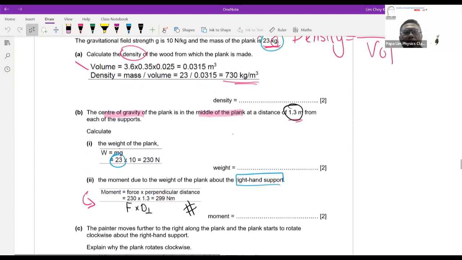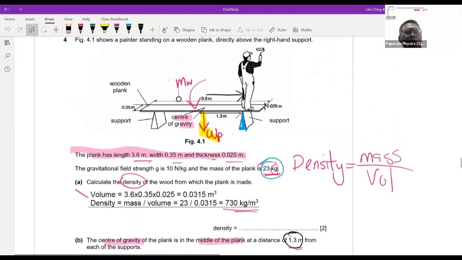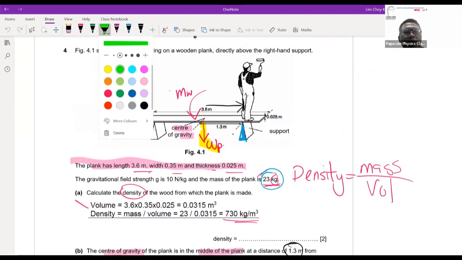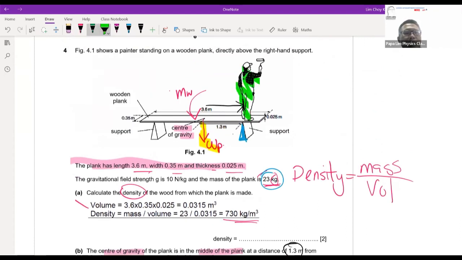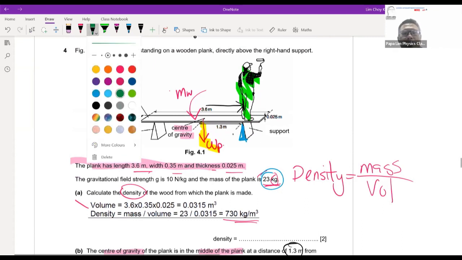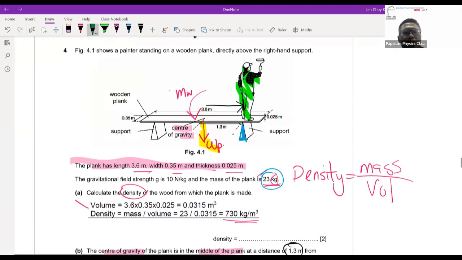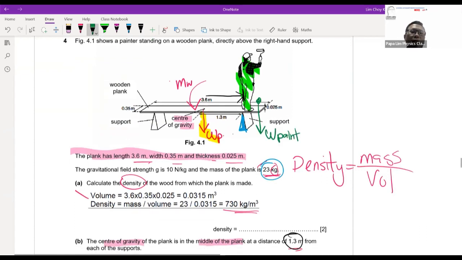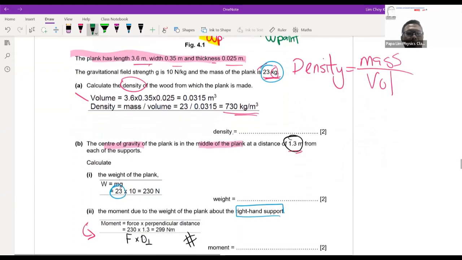Okay, so now if the painter is moving to the right side, you'll be stepping somewhere on the right side, somewhere here. So the painter will be somewhere here. This is the weight of the painter, and you'll be on the right side. Now, what will happen? It will start to rotate.